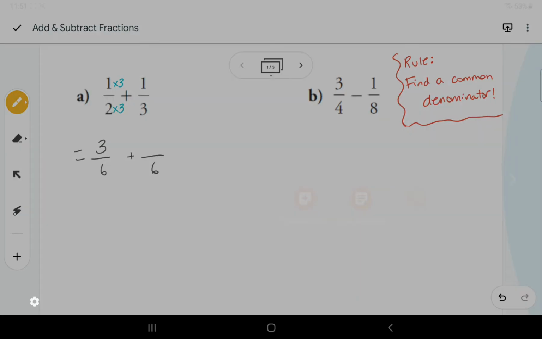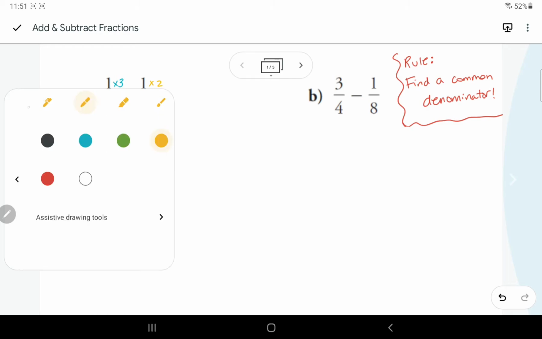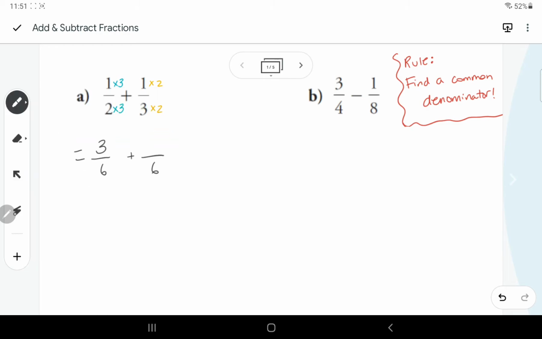Then I'm going to look at the 1/3. What did I do to that 3 to get to the 6? And I know that I would have multiplied it by 2. So I have to do the same to that top. So 1 times 2 on the top of that fraction gives me 2. Then I add or subtract the tops, and I know this question has addition, but the next one's subtraction, and I keep the bottom the same. So 3 plus 2 is 5, and keep the same denominator of 6. We're going to see that again in the next example.